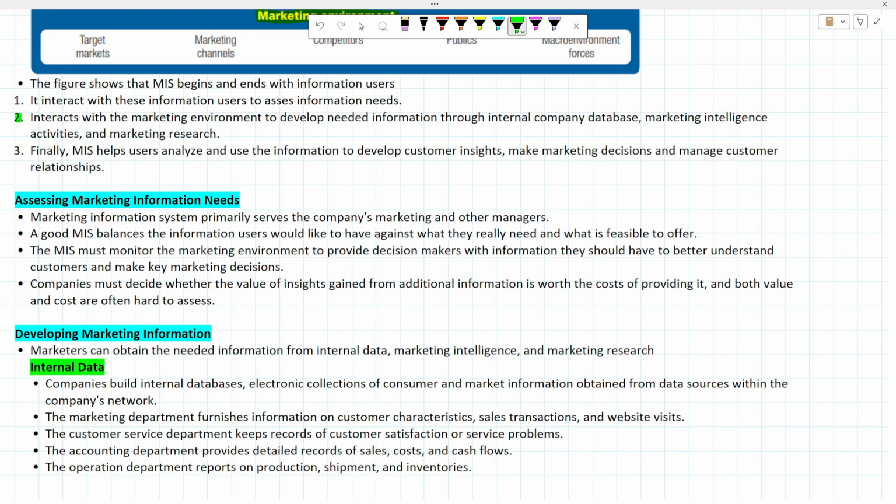Companies must decide whether the value of insights gained from additional information is worth the cost of providing it. So let me highlight that. Companies must decide if the value of insights gained is worth the cost of providing it, and both value and cost are often hard to assess.